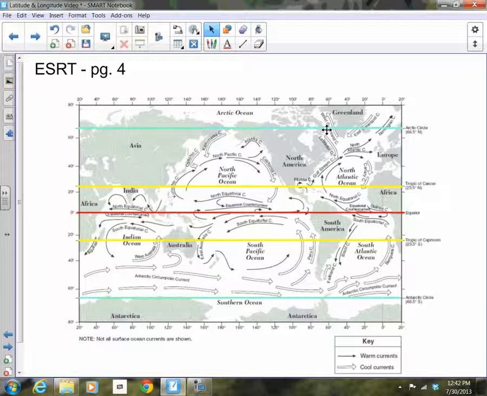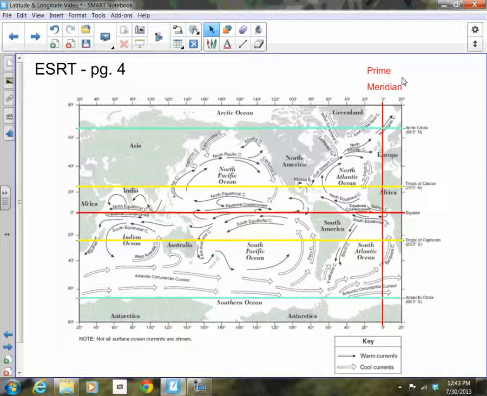Now let's look at longitude. Can you find the prime meridian? Well, remember, it's 0 degrees longitude, and it runs right through Greenwich, England. So if we look at all of our numbers on the top, here is 0. So that line right there is the prime meridian. Go ahead and take a ruler and draw that line onto your reference table and label that as the prime meridian.